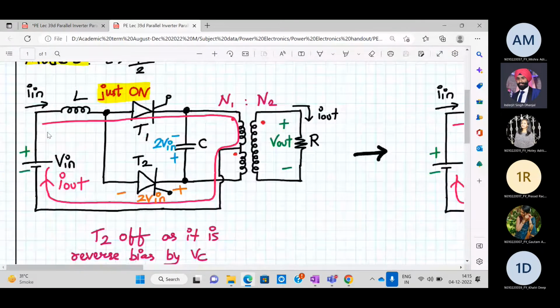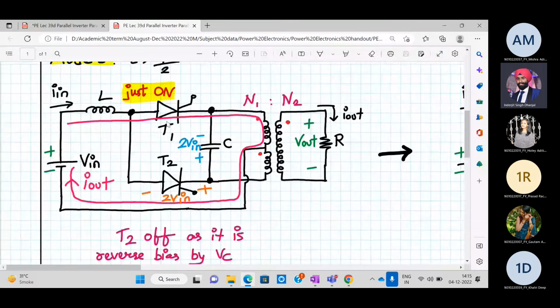So now what was happening? Since T1 is eligible to turn on, we turn it on. So what will happen when we turn on T1? Immediately across T2, this entire minus 2V in voltage will appear in the reverse way. So T2 will be off as it is reverse biased by the capacitor voltage. Okay. And now the same story will repeat.